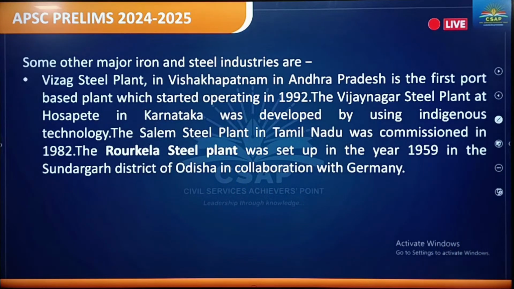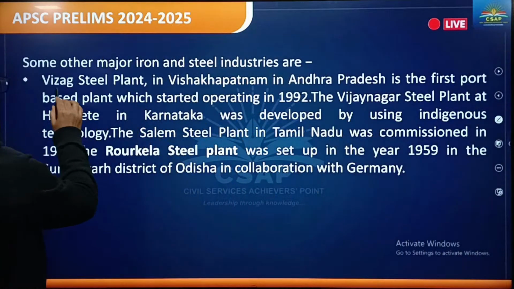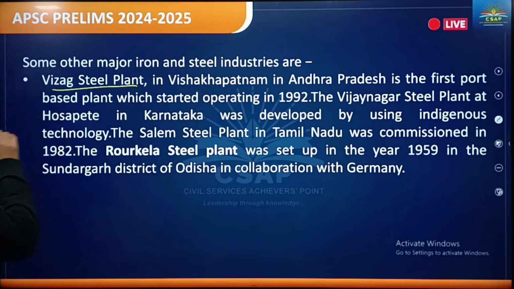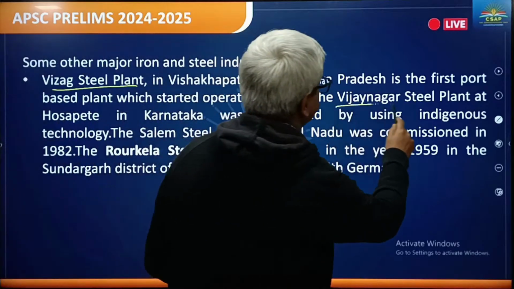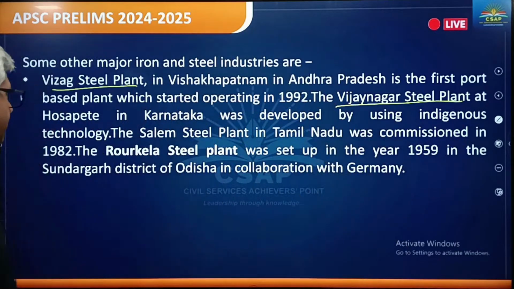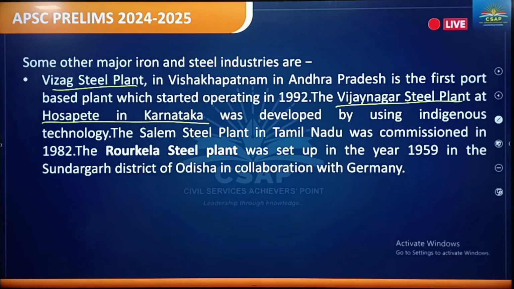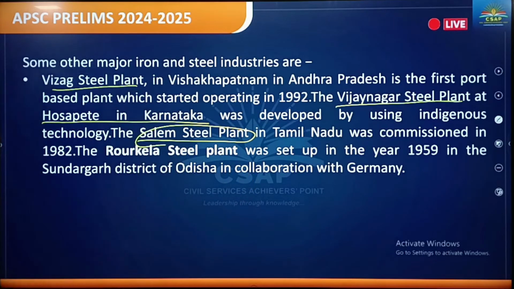Some other major iron and steel industries are Vizag Steel Plant in Visakhapatnam, right? It is the first port-based plant, which started operating in 1992. The Vijayanagar Steel Plant at Hospet in Karnataka was developed using indigenous technology. Salem Steel Plant in Tamil Nadu, again an important steel plant, was commissioned in 1982. These are newer steel plants.